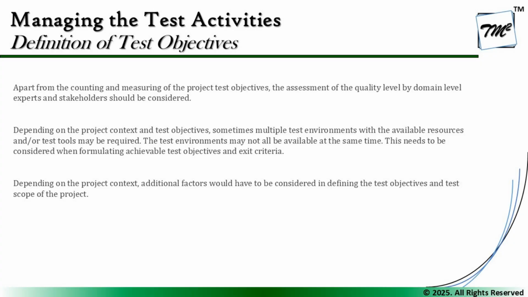Further to add here, of course, we have the conclusions. Apart from continuing measurement of the project test objectives, the assessment of the quality level by domain experts and stakeholders should be considered. Depending on the project context and the test objective, sometimes multiple test environments with the available resources and/or test tools may also be required. The test environments may not all be available at the same time. This needs to be considered when formulating achievable test objectives and exit criteria.